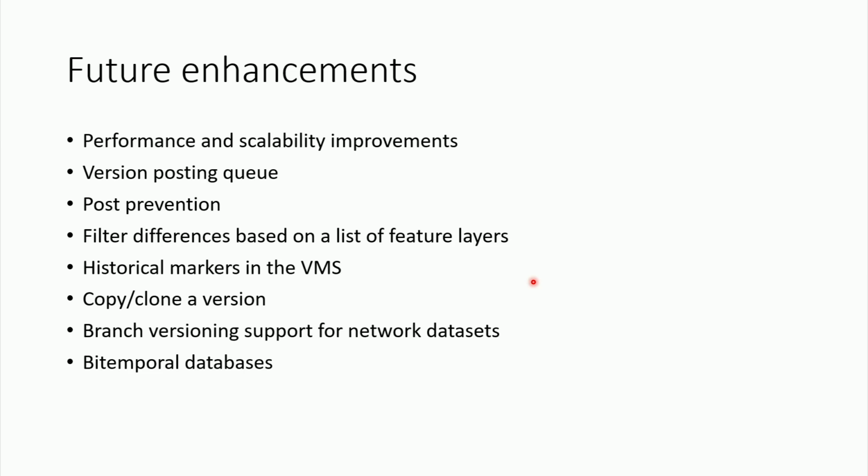Look at things such as a version posting queue, to be able to block posting of data if, say, you have outstanding errors from your validation service and your attribute rules. There are various different things that we're considering there. Being able to create historical markers inside the version management server. Being able to copy or clone a version. Maybe someone's done some work, they created a version, they've done a bunch of edits in it. Why couldn't I clone a version and all the edits that have been made to it, because I want to create a different variant of that? That's kind of an interesting concept.